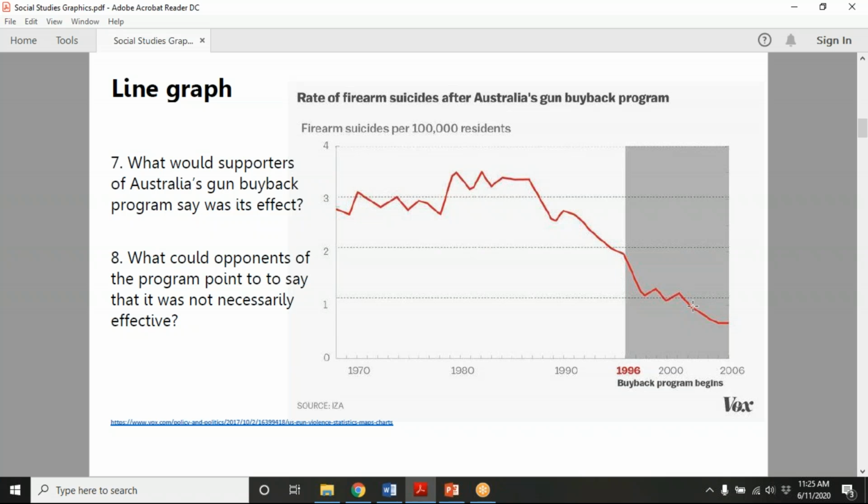So that's kind of a trick question. When you're looking at something like this, you've got to look at the whole thing. They did the gray area to focus your attention on the gun buyback program and the time that it was in effect. Yes, number 7, the suicide rate went down, definitely. But you've got to look at the whole picture. If this graph was just that gray area, you might say the program was absolutely a success. But when they expand the picture to include the 90s and 80s and 70s, and you can see that the overall trend was already there, it's a different story. It's a different argument. So, look at the whole information.